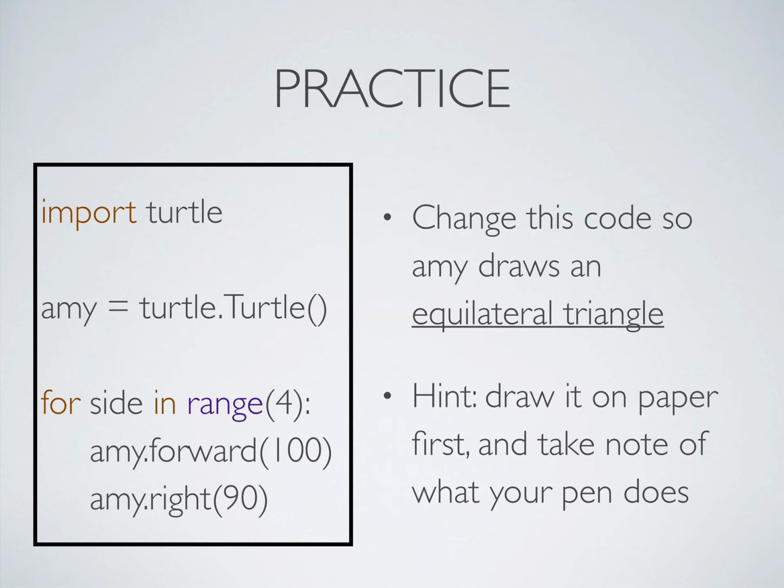So go ahead and draw it out on paper first, and pay really close attention to what your pen does. I'm going to bet you that the angle that you have to put in is going to be an angle that you maybe didn't expect. So go ahead and try to change this code in IDLE so that Amy draws an equilateral triangle. Pause the video and come back when you're ready.